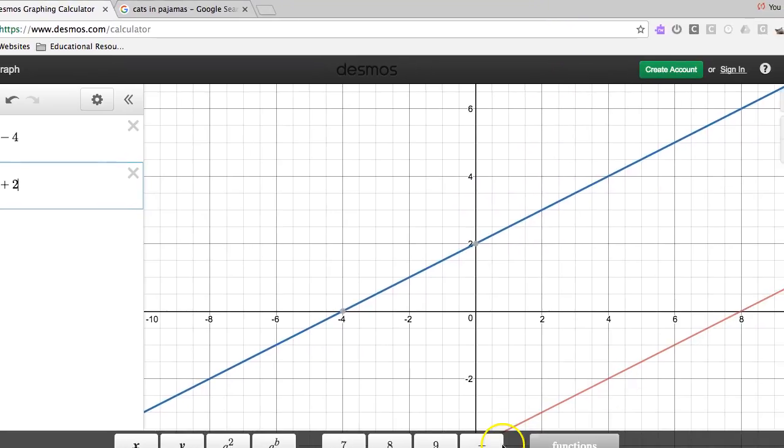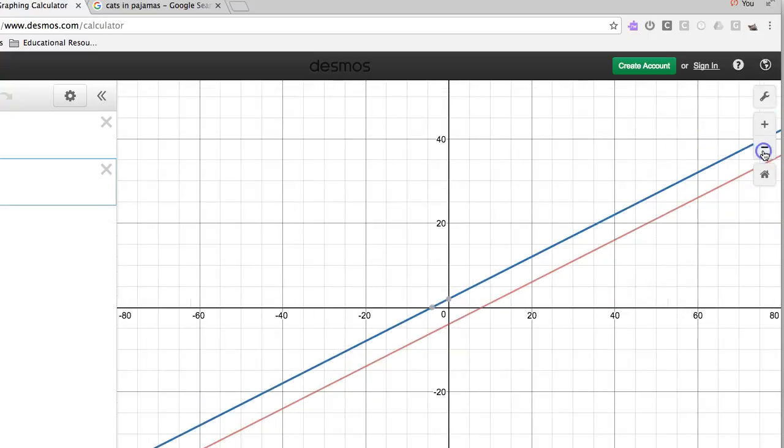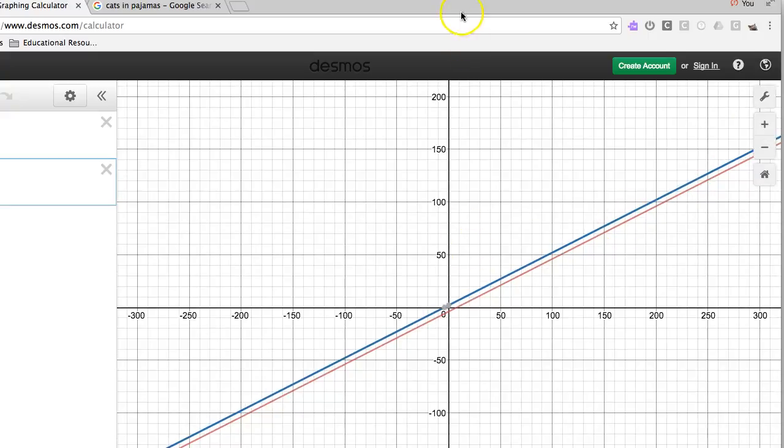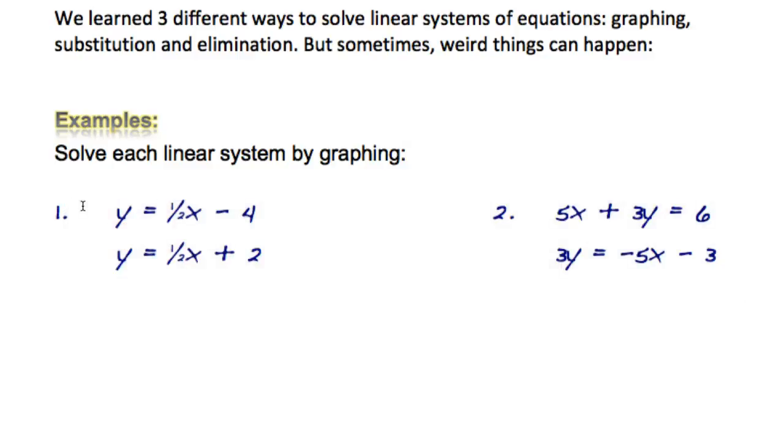Just to get a good view of this, let me try to zoom in a little bit, or zoom out. Looks like they're not crossing at all. They're never gonna touch. Why is that? These lines are parallel. If you remember, they have the same slope. That means that they're never going to cross, and there is no solution. So what we write for this, if they never cross, is no solution. And we could know that even before graphing just by seeing that they have the same slope and that they're parallel.